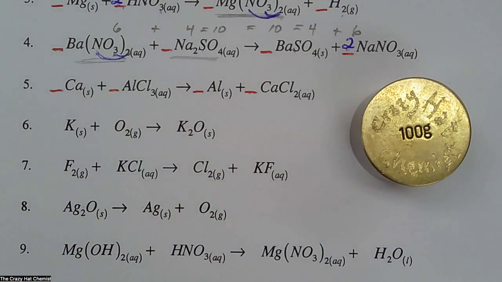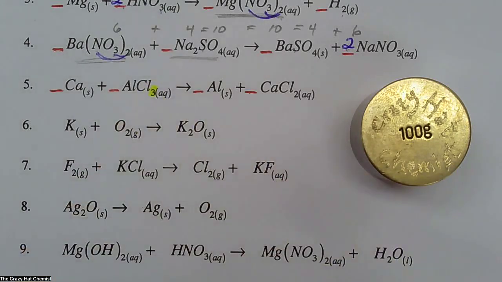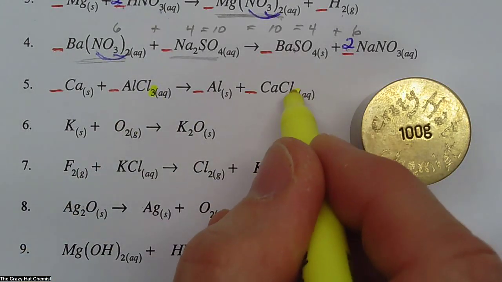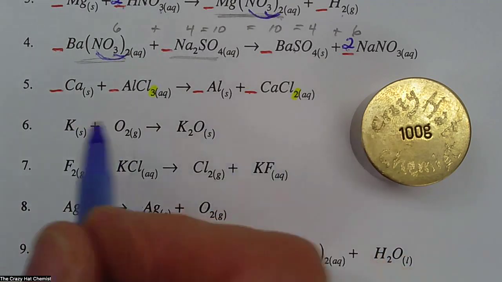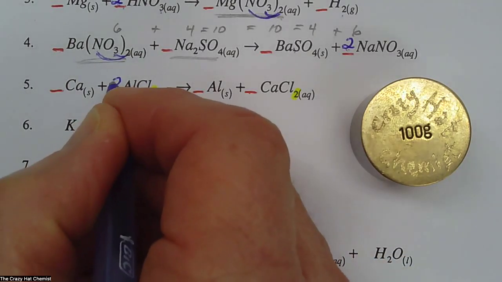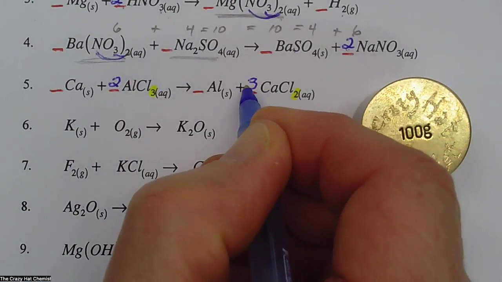3, I'm going to highlight this here. 3 chlorines on the reactant side and 2 chlorines on the product side. So what's the greatest common factor between 3 and 2? That is 6. So I need 6 chlorines on both sides. That will give me a 2 coefficient in front of the aluminum chloride and a 3 coefficient in front of the calcium chloride.